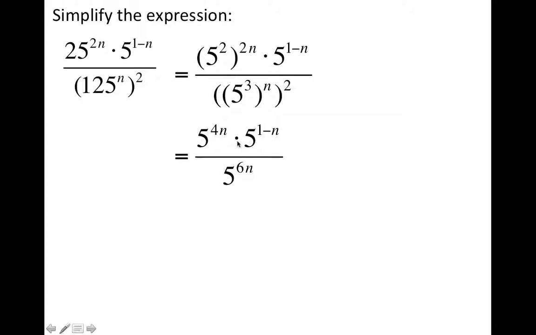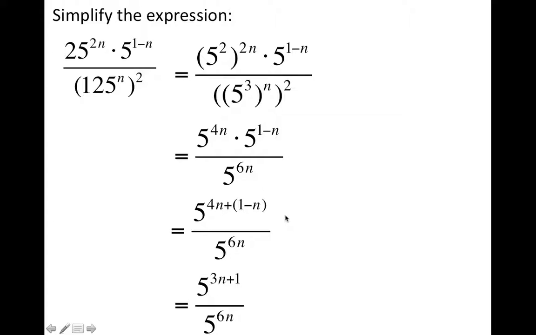So here, multiplying means you're going to add these, right? You add the exponent. When you have multiplying, you add the exponent. So I'm going to do 4n plus 1 minus n. I'm adding this exponent to this one. There it is. The bottom remains the same. So now I'm going to simplify this by combining that. All right, that becomes 5 to the 3n plus 1, because 4n minus n is 3n, and then we have this plus 1. So there it is.